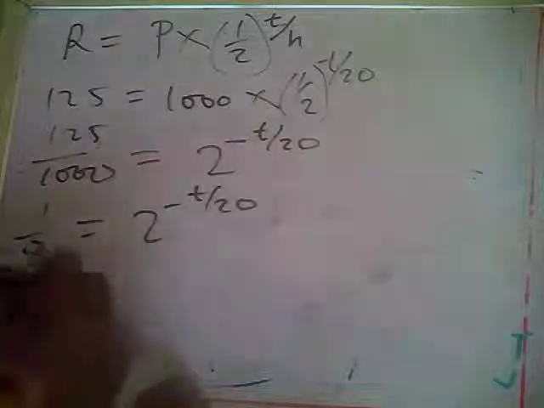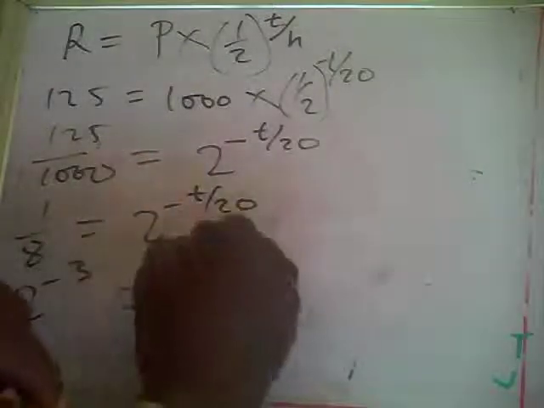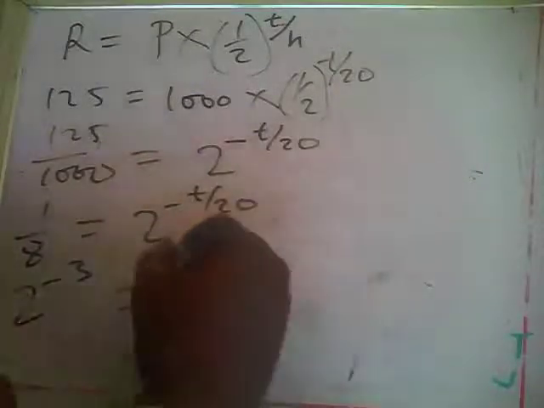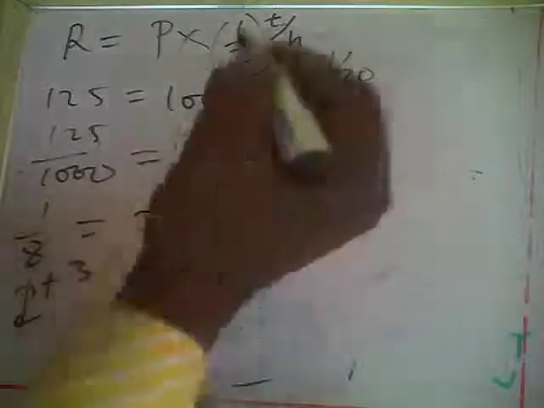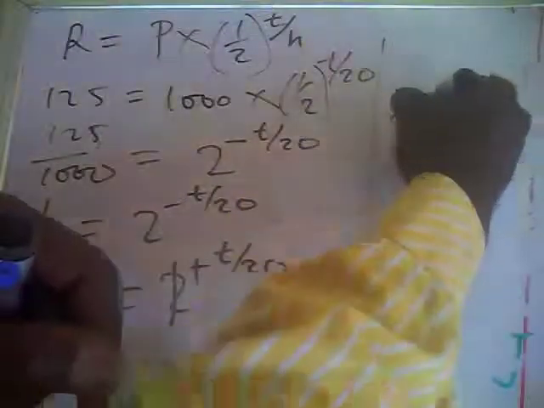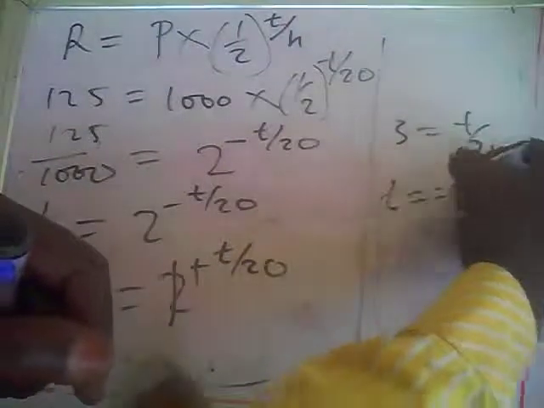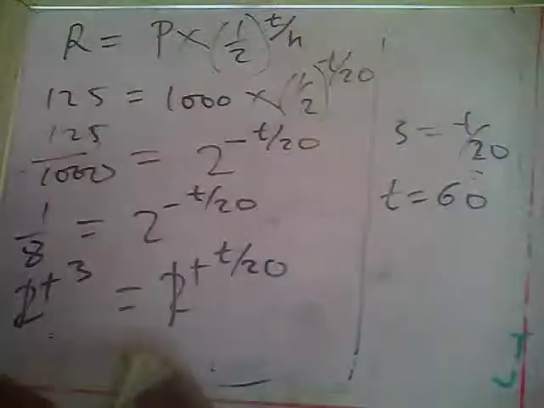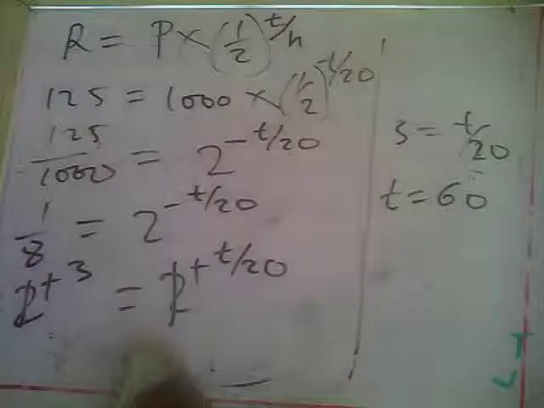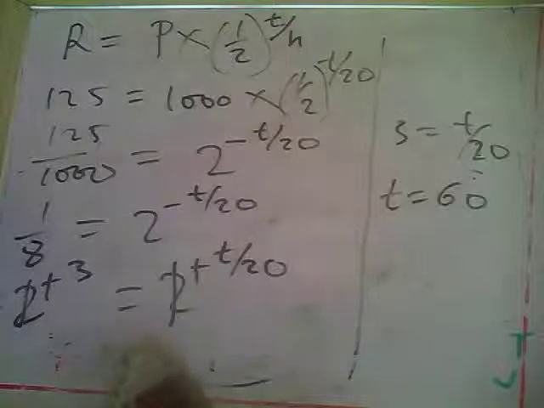That is 2 raised to power minus 3, which is equal to 2 raised to power minus t over 20. 2 cancels 2, minus cancels minus. So we have 3 is equal to t over 20. Cross multiply, we have t equals 60. So the time taken is 60 seconds for 1,000 atoms to become 125 atoms.